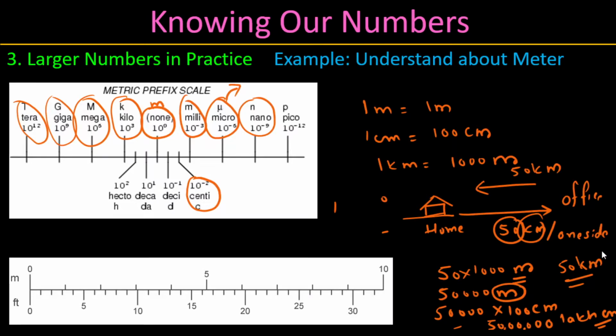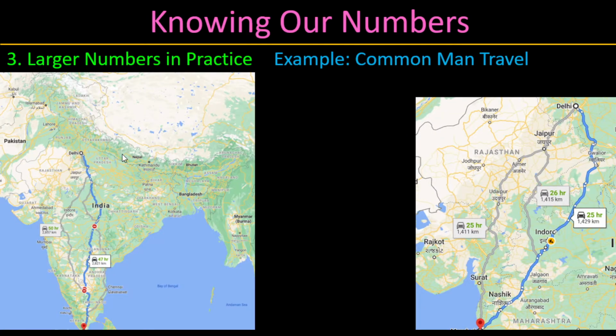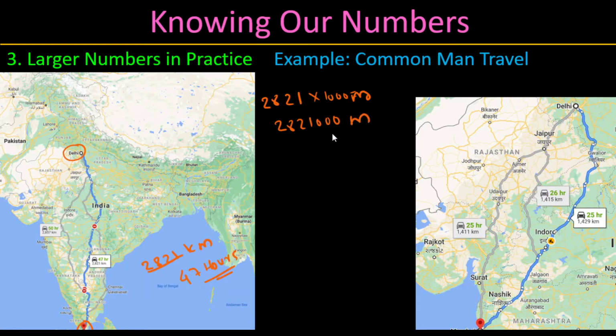With this example, let me take you through one more example. You see here in the map, we measure the distance between two places, this is Delhi and this is Kanyakumari. You see here the distance is 2821 kilometers and it takes 47 hours. If you drive continuously without any stop, it takes 47 hours to reach from Delhi to Kanyakumari. If you interpret this, 2821 into 1000 gives the meaning in meters, meaning 2,821,000. Right now I'll divide this with commas according to the Indian system. You see here 28 lakh and 21,000 meters. Let me put in the 3 commas here: 2,821,000 meters. That much travel.